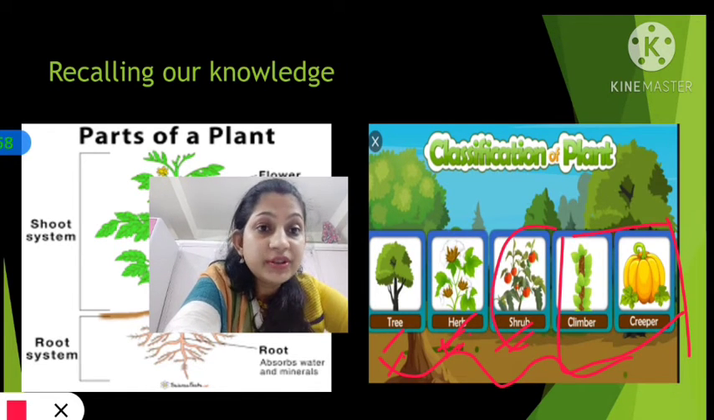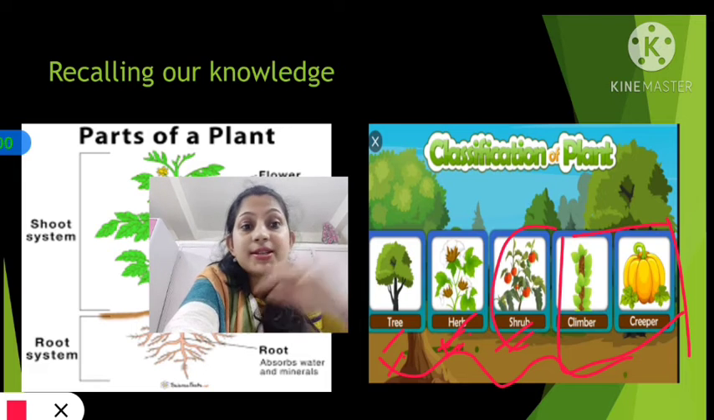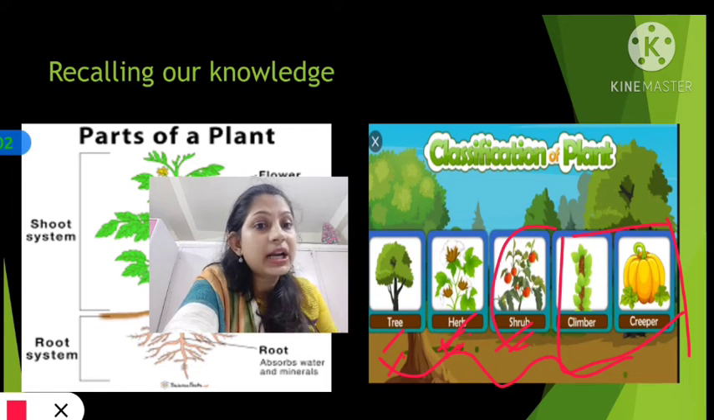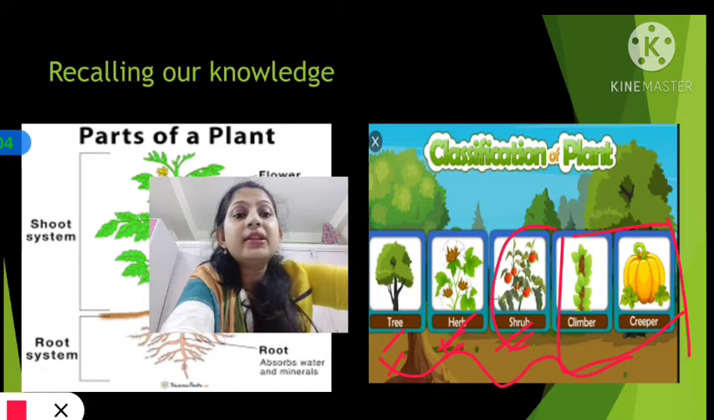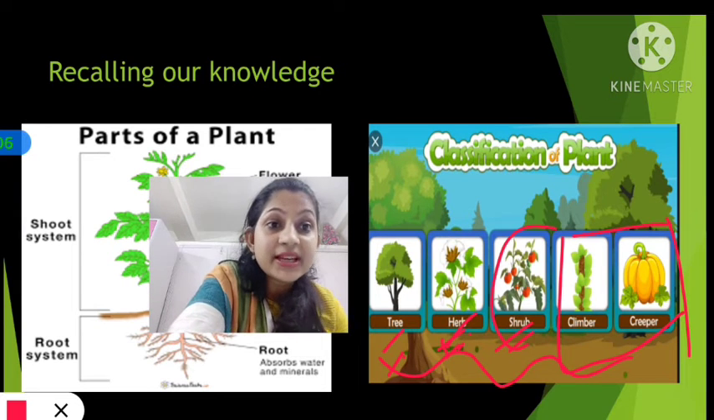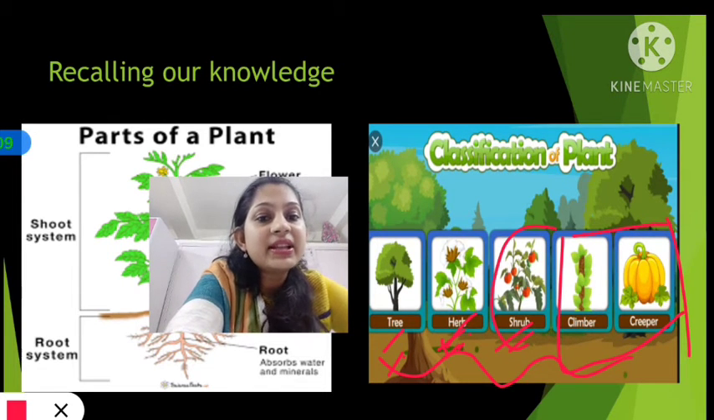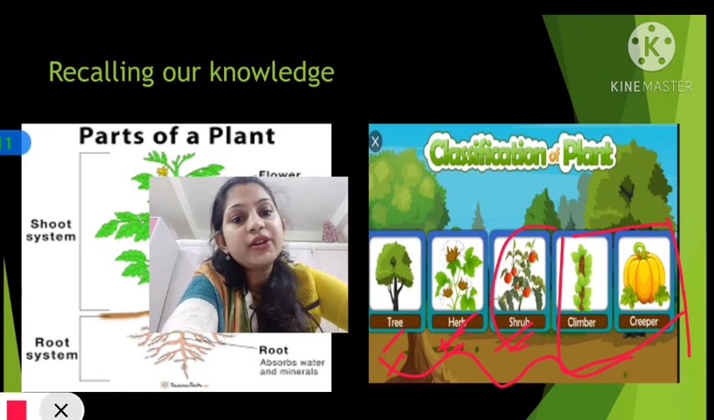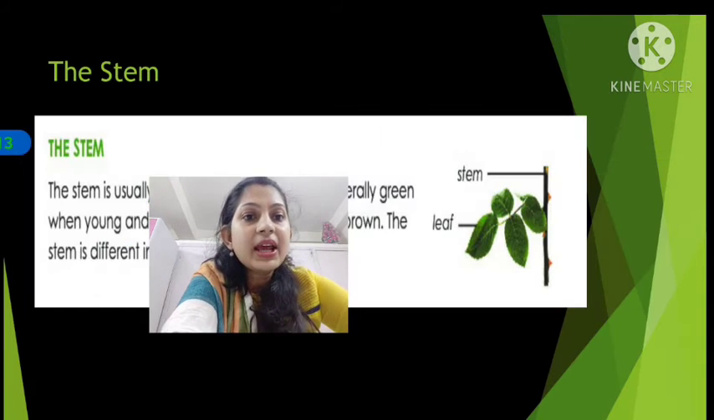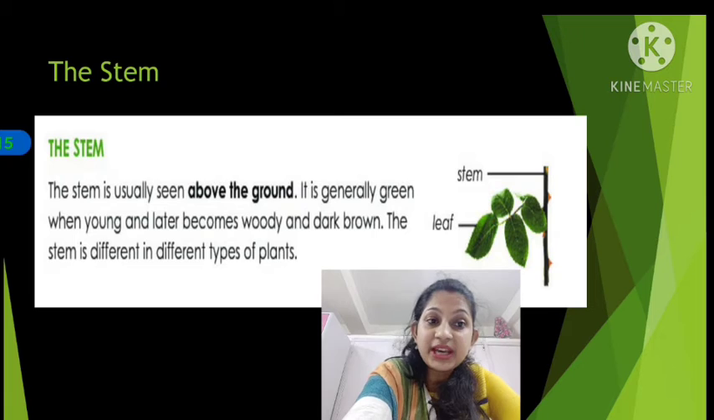But what about a creeper? It does not climb. It never climbs. It spreads on the ground. Example, pumpkin. So these were things which you had already read in your previous classes, isn't it? Now let us move ahead to today's topic.